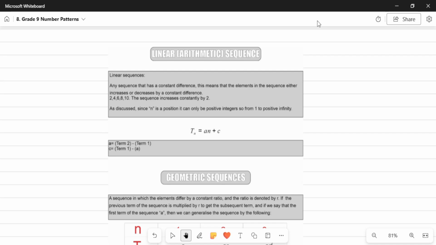Any sequence that has a constant difference. This means that the elements in the sequence either increase by or decrease by a constant difference. Then we have a linear sequence.